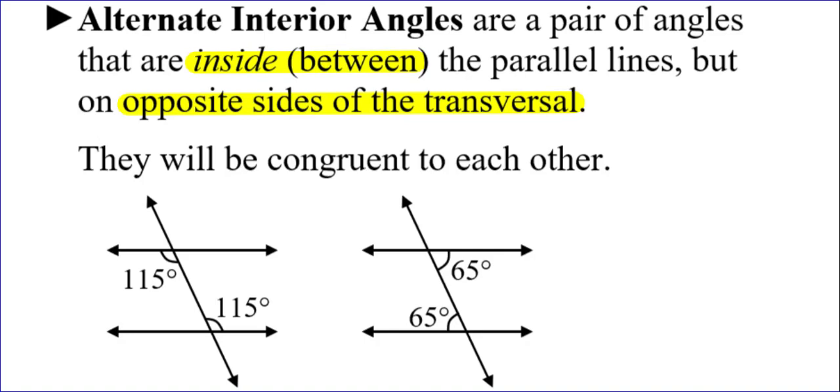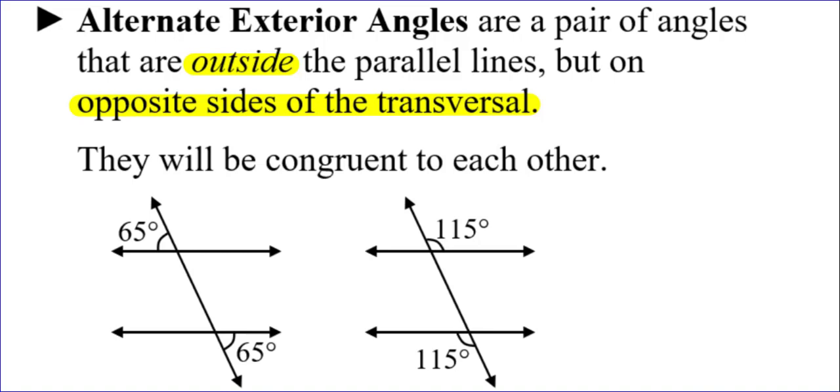Alternate interior angles are a pair of angles that are inside the parallel lines. Now, when I say inside, I mean between the parallel lines. But it should be noticed they're also going to be on opposite sides of the transversal. Here's what I mean. You can see these two angles that are both 115 degrees are on opposite sides of the transversal, and they're both between the parallel lines. They are a pair of alternate interior angles, and you'll notice they're the same measure. That's what congruent means. The other pair would be these two 65 degree angles. Notice again, they're on opposite sides of the transversal, and they're both between the parallel lines. That's another pair of alternate interior angles.